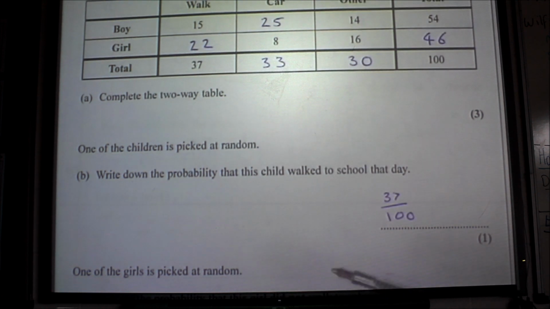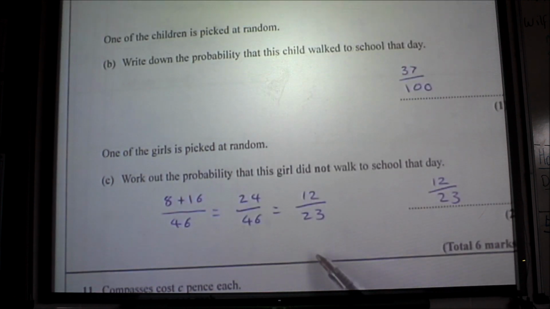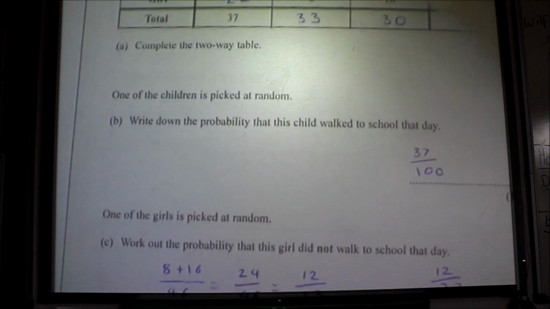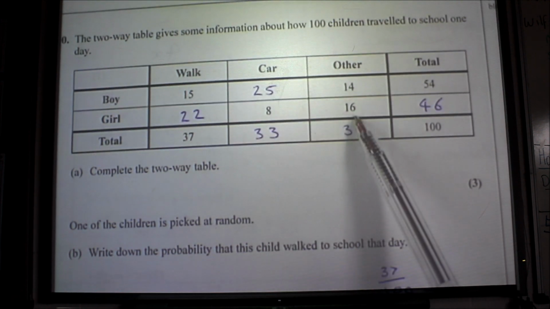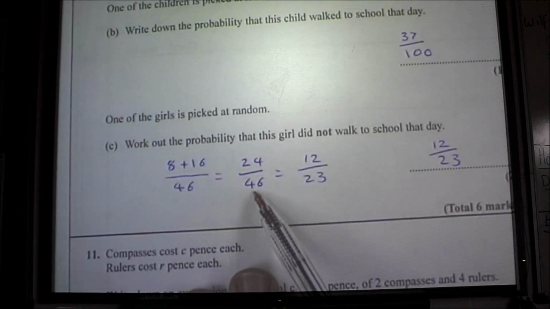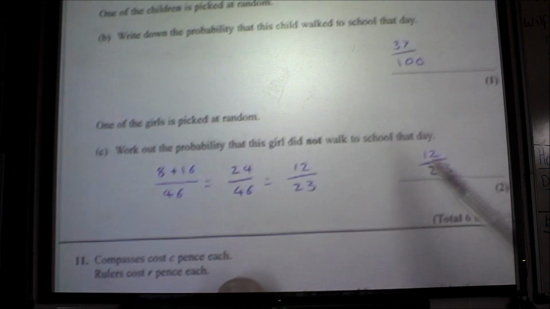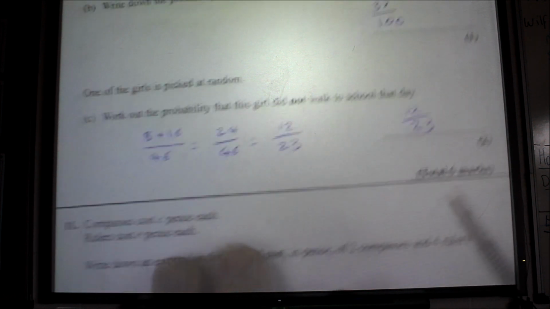One of the girls is picked at random. Work out the probability that this girl did not walk to school on that day. So how else would the girls get to school? They could get a car or another method. So 8 add 16 is 24 over 46, because it's the total number of girls, not the total number altogether. So 24 over 46 is 12 over 23.